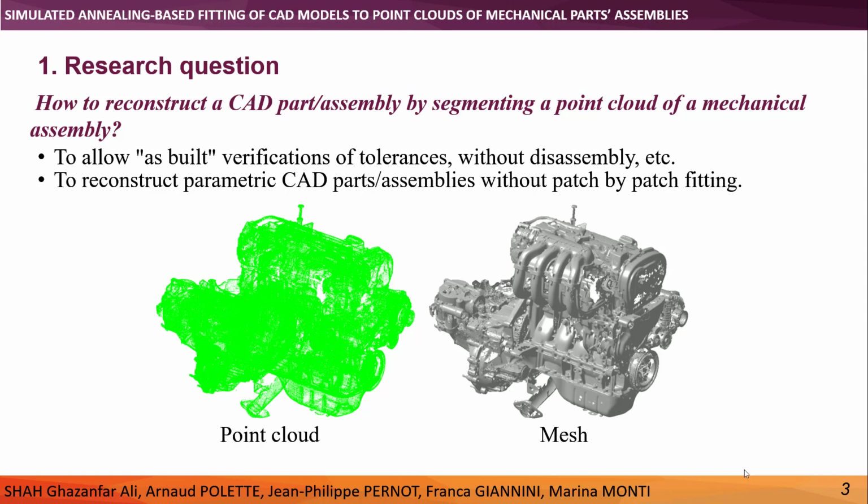of an assembly. If we have to reconstruct a part from a point cloud of an assembly, first we have to disassemble the part from the assembly, and then we have to scan the individual part so as to obtain a point cloud of the single part, and that point cloud can be transformed to a CAD model. But it's not that easy to reconstruct a part from a big point cloud assembly. So the goal is to reconstruct or do as-built verification of tolerances, or to reconstruct a part from a given point cloud of an assembly.